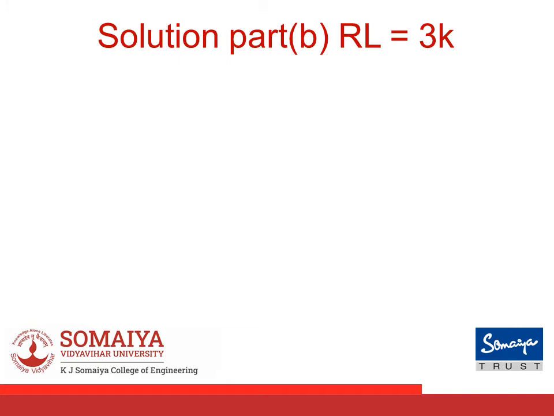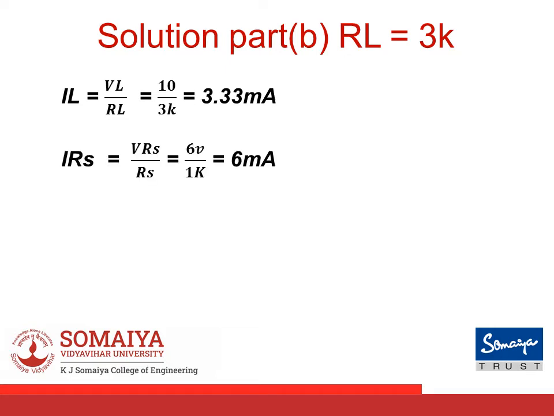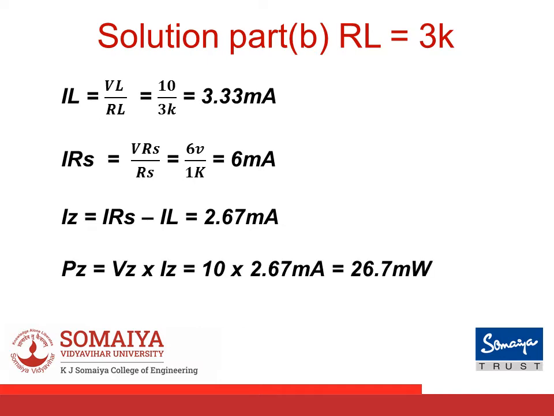Next, we can calculate the load current and the series current by using Ohm's law. They come out to be 3.33 milliamperes and 6 milliamperes respectively. Next, we can find the Zener current as the difference between the series resistance current and the load resistance current, which comes out to be 2.6 milliamperes. Lastly, we can find the power dissipated by the Zener to be Vz into Iz, which comes out to be 26.7 milliwatts.